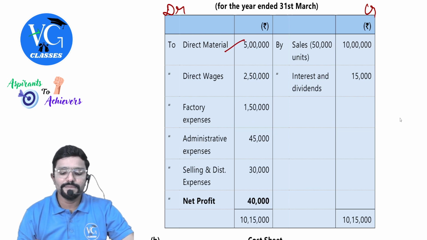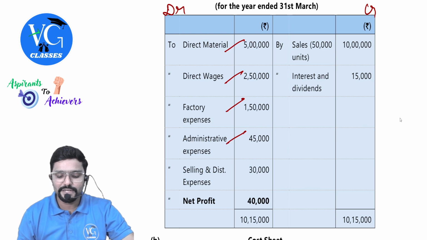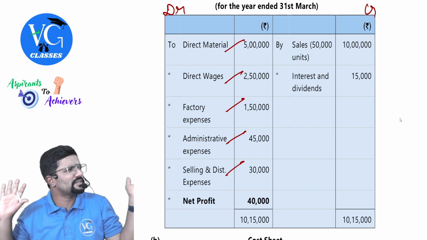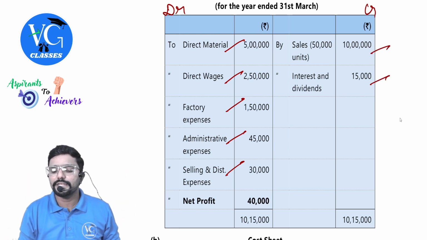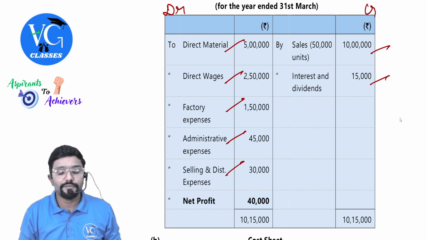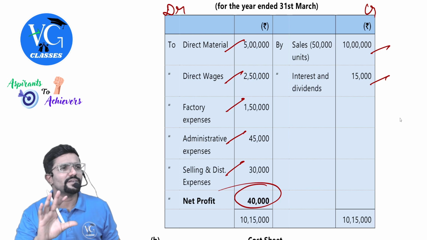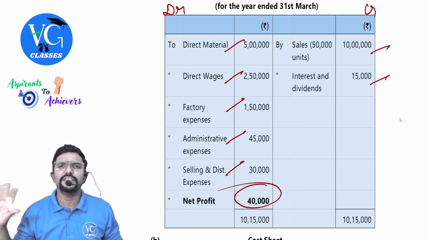Material consumed, wages, factory expenses, administrative expenses, selling and distribution. Everything copy paste. No variable, no fixed, nothing to worry. Sales 10 lakh, interest and dividends 15,000. What is the net profit? 40,000. Financial profit.